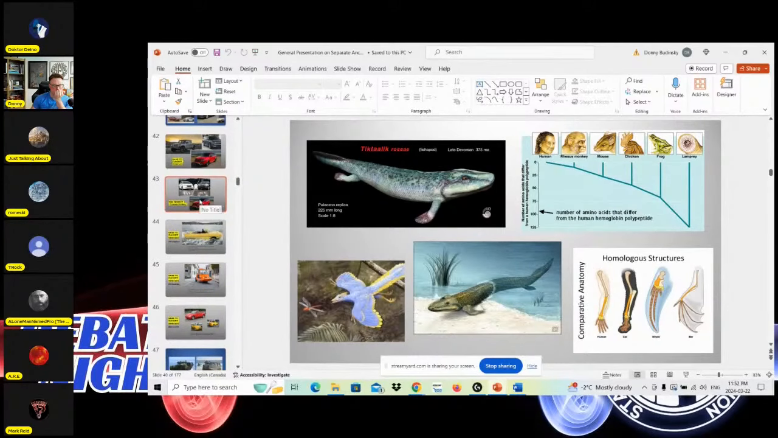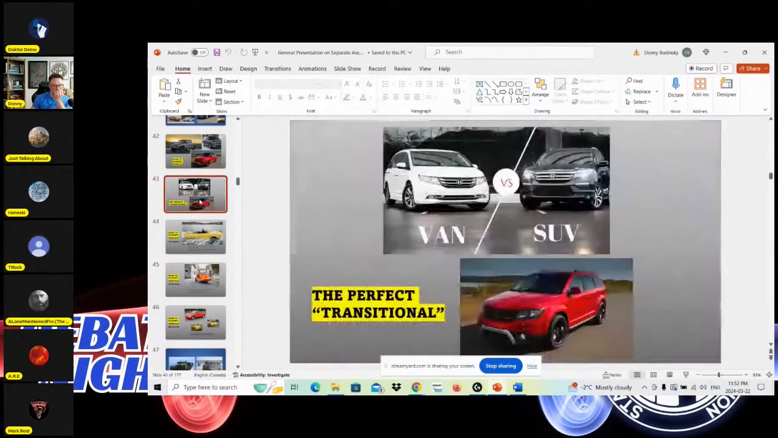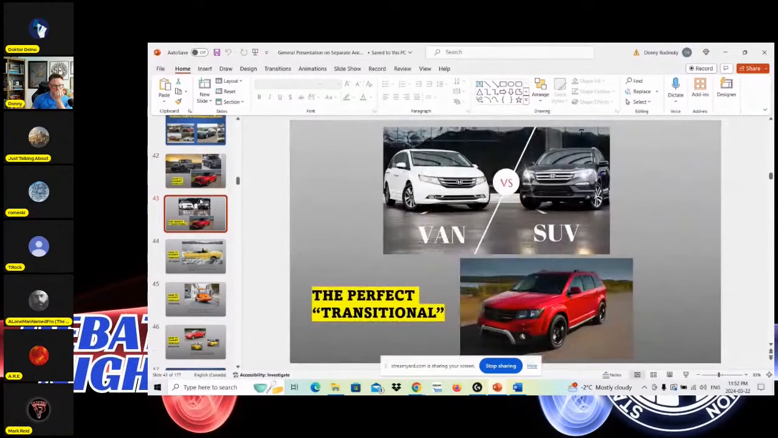Tiktaalik isn't an amphibian, right? For a start. That wasn't the point. Well, you said I predicted an amphibian, and that's not the case. We're talking transitions. Excuse me. You did say an amphibian. It's not a great big deal to predict an amphibian.